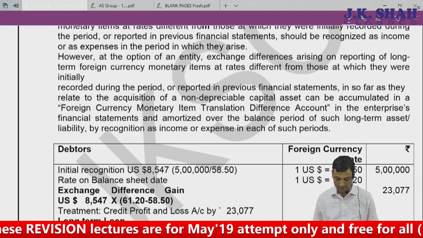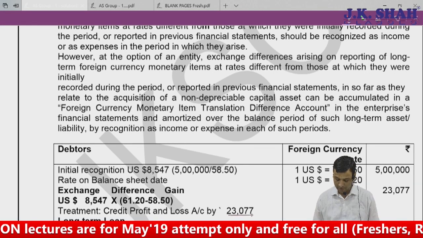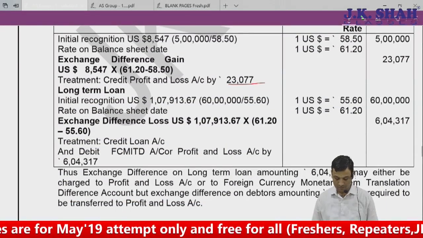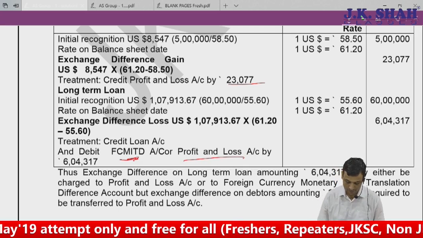Debtors, very simple, it was 5861, will go to P&L. Credit your P&L by 23017. Long term, it goes to FCMITDA or goes to profit and loss.